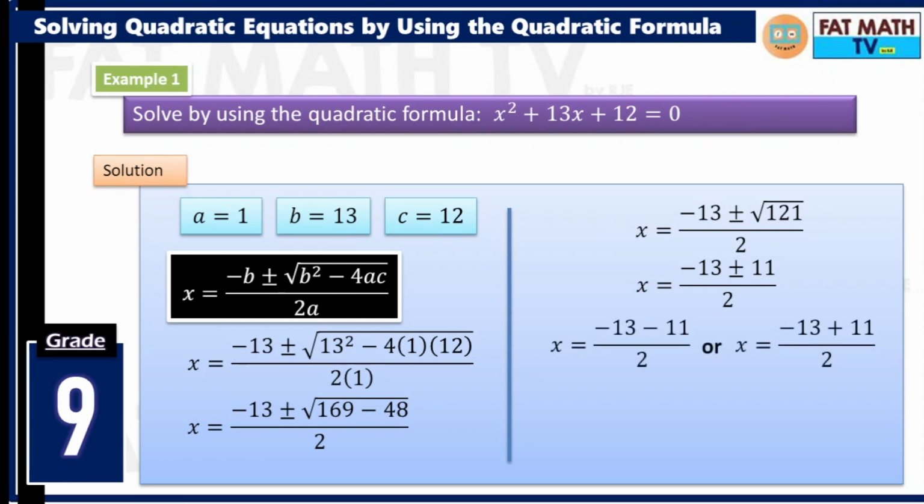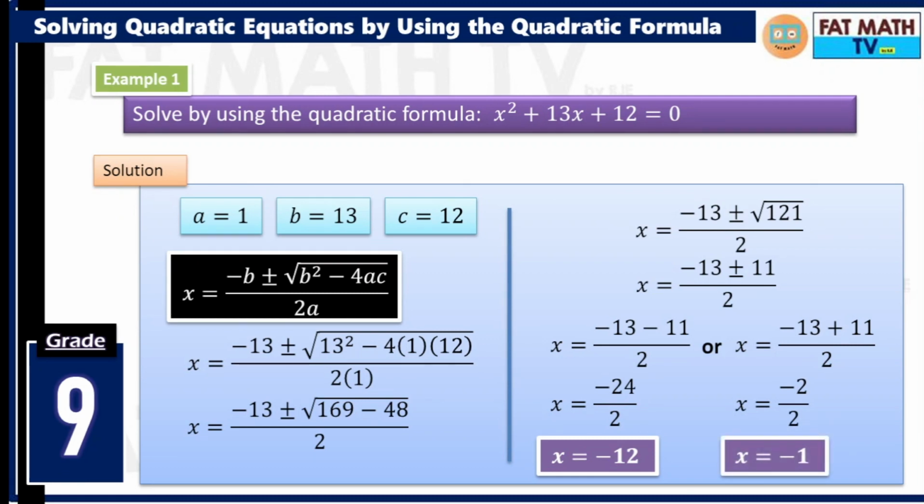So for the minus, we have x equals negative 13 minus 11 over 2. And for the plus, we have x equals negative 13 plus 11 over 2. Negative 13 minus 11, that's negative 24. Negative 24 over 2, that is negative 12. For the second one, negative 13 plus 11, that's negative 2. And negative 2 over 2, that's negative 1. So we have negative 12 and negative 1.